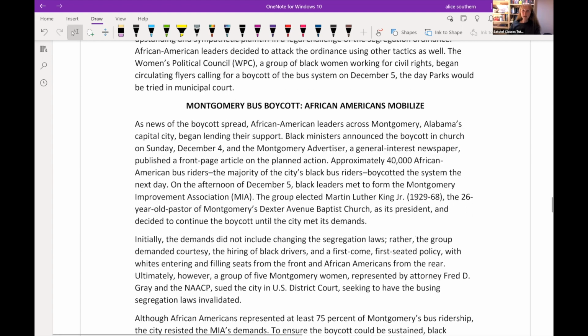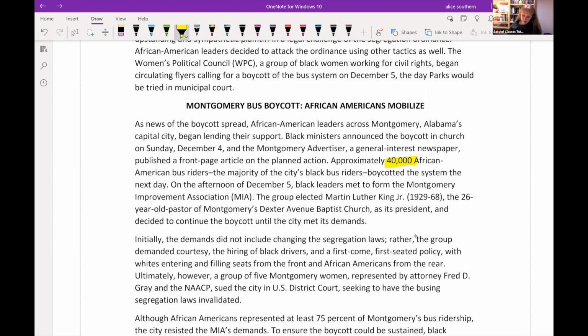News of her arrest makes people angry and they decide to do something about it. So Black ministers announced a boycott. So a boycott is when you don't do something. So Black people are refusing to ride the buses, okay, in Montgomery. Approximately 40,000 African-American bus riders, the majority of the city's Black bus riders, boycotted the system the next day.